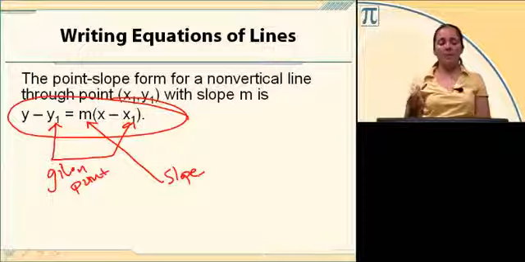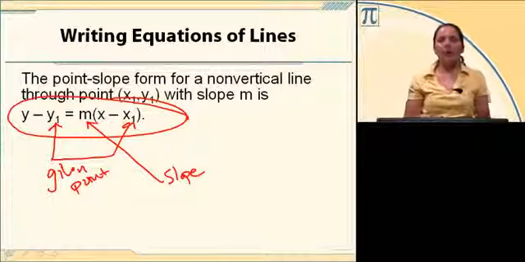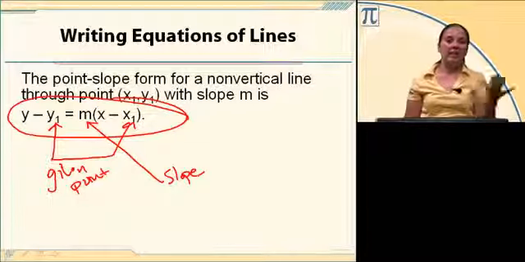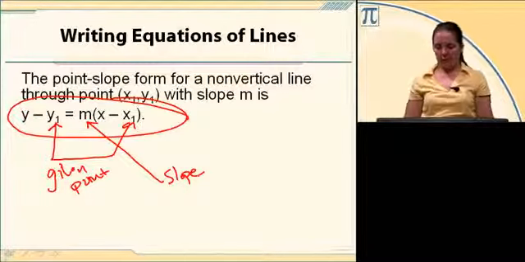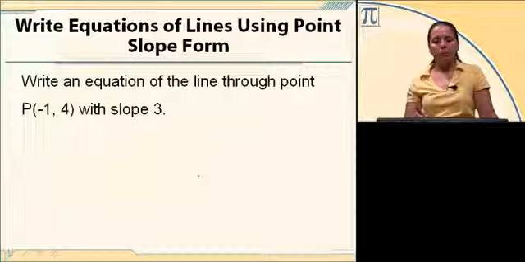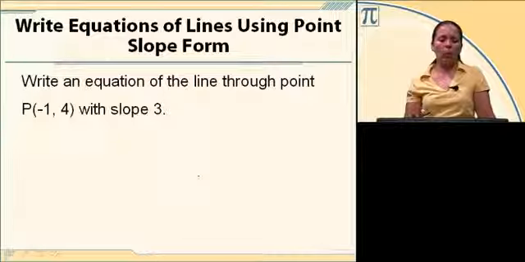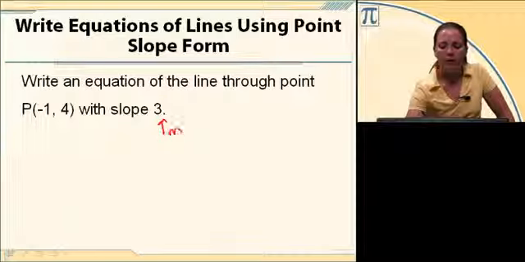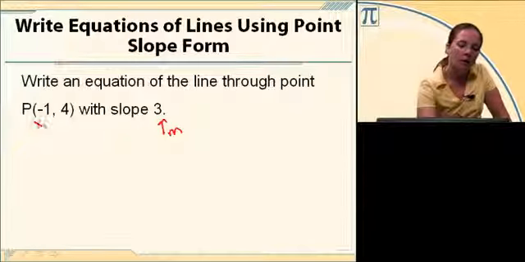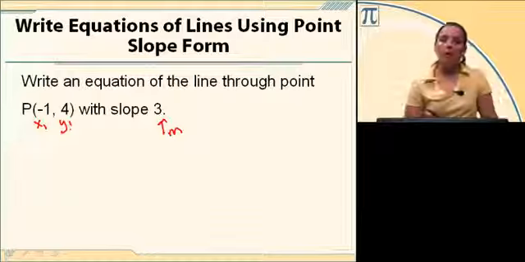It's going to be y minus y1 equals m times the quantity x minus x1. Let's try one. It makes it a little bit easier to understand than all these letters if we use some numbers. Write an equation of the line through the point negative 1, 4 with slope 3. All right, so the slope 3, that's my m. This is my x1. That's my y1.